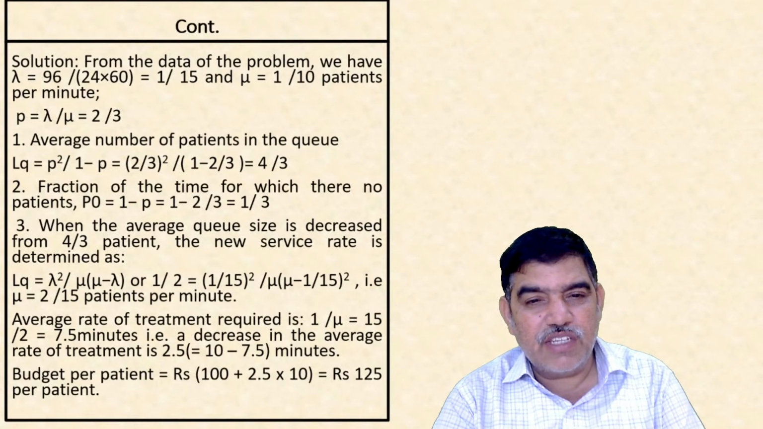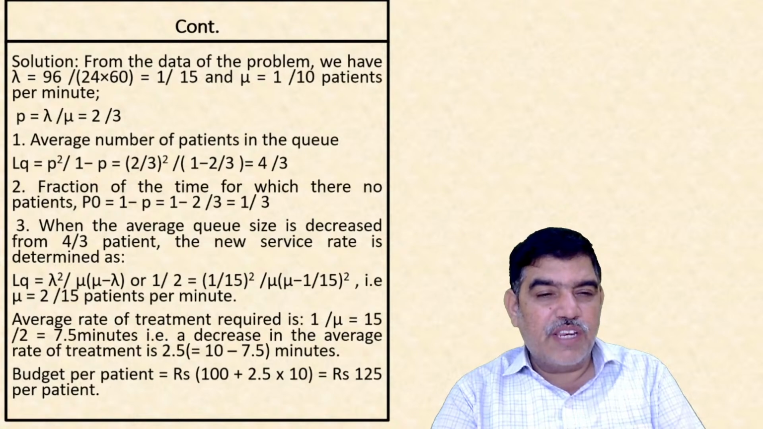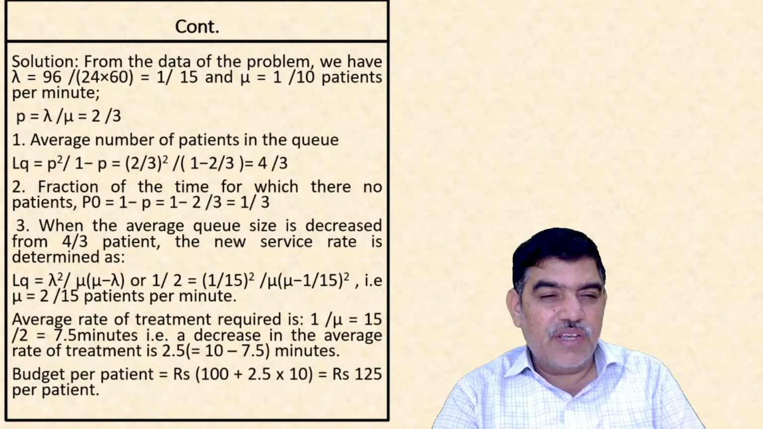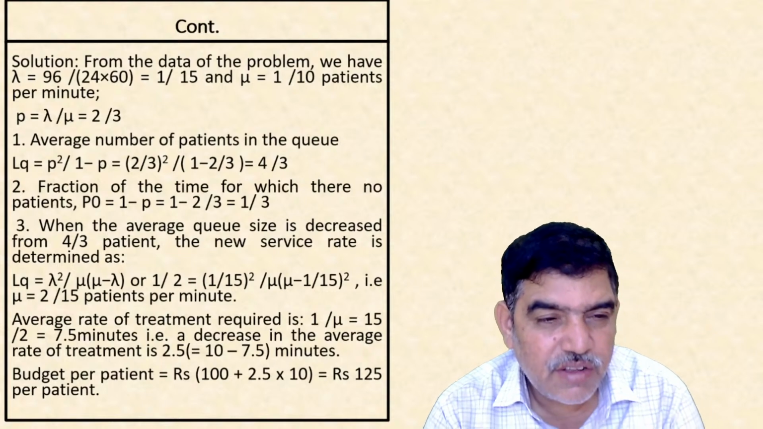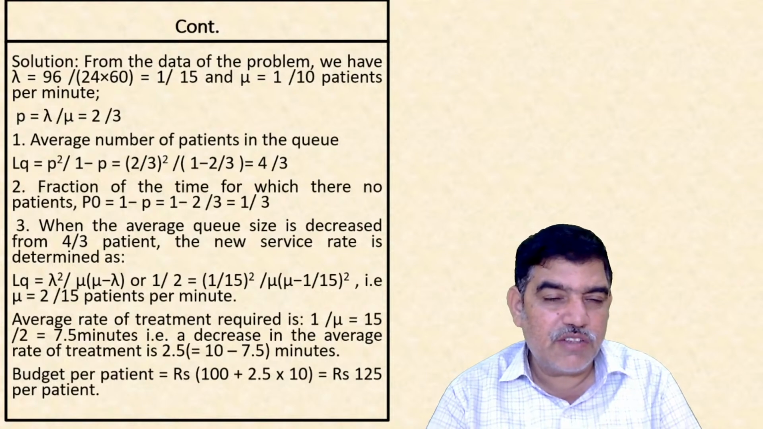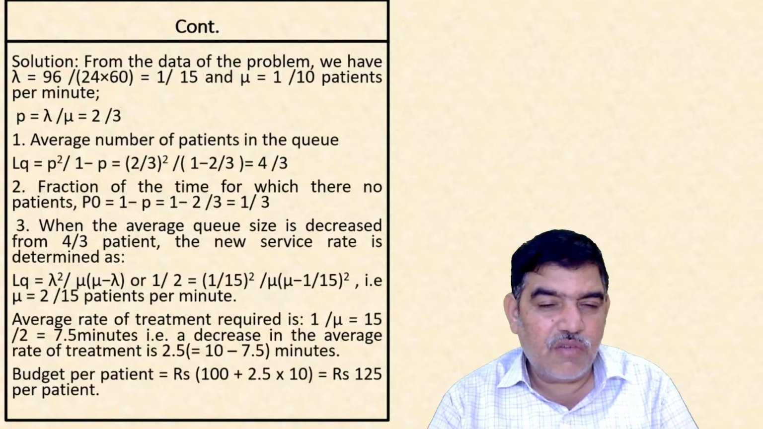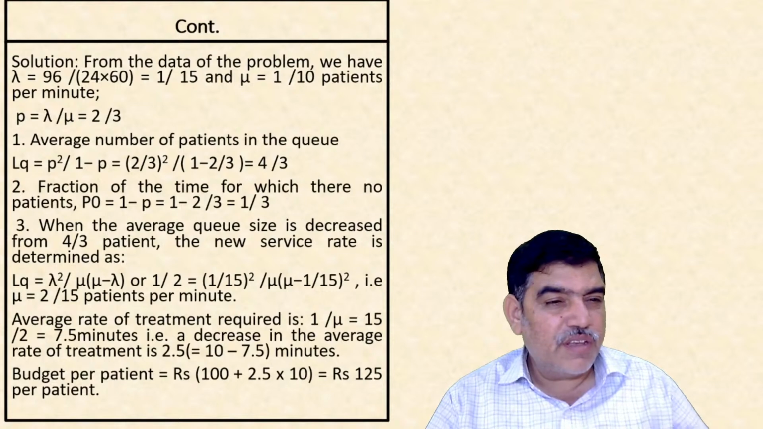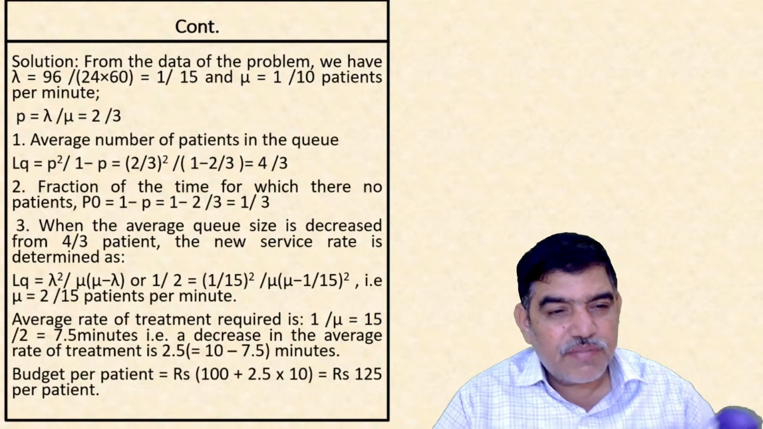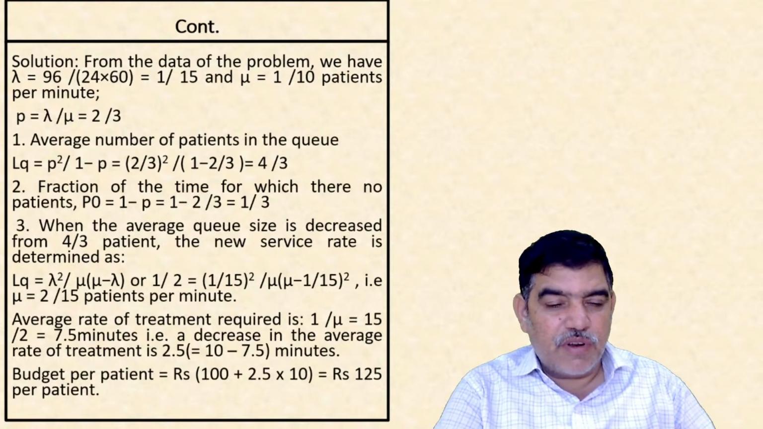When the average queue size is decreased from 4/3 patients, the new service rate is determined as LQ equal to lambda square divided by mu into (mu minus lambda), or 1/2 equal to (1/15) whole square divided by mu into (mu minus 1/15), where mu is 2/15 patients per minute.